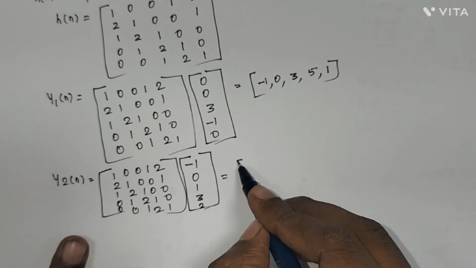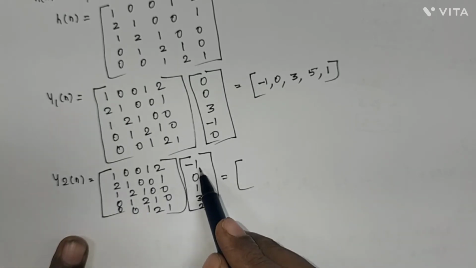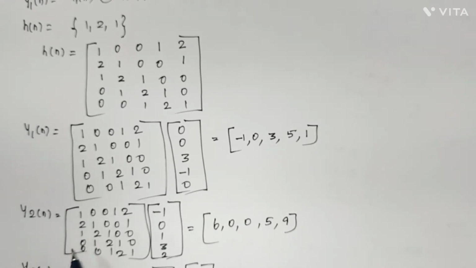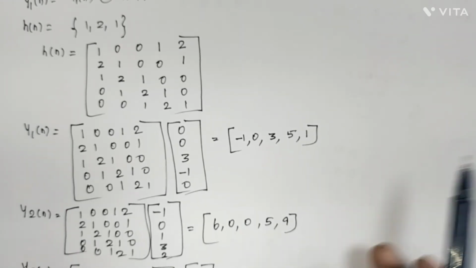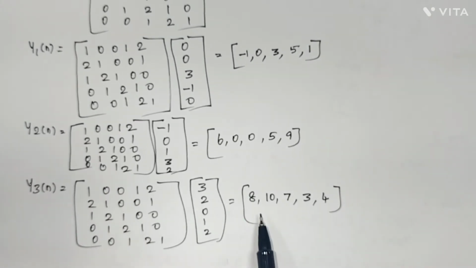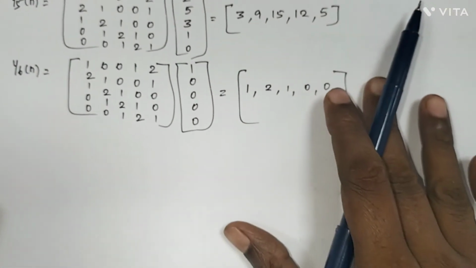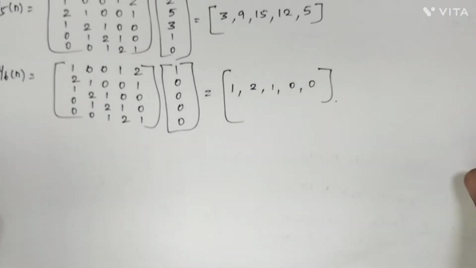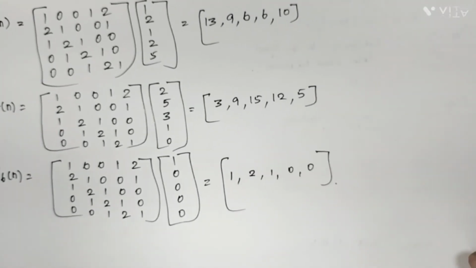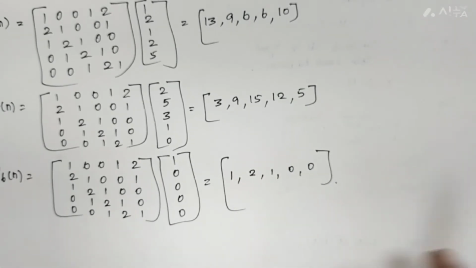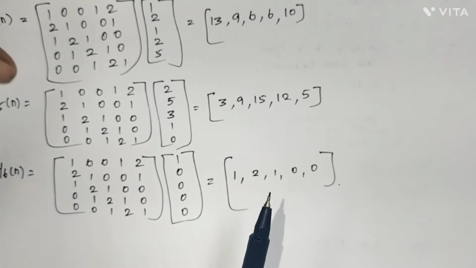1 into minus 1. So you have to compute for each sub-block, that is a circular convolution between each sub-block and the impulse response of the system. Y2 of n is equal to 6, 0, 0, 5, 9 and Y3 of n is equal to 8, 10, 7, 3, 4. So similarly you have to do it for all the sub-blocks. That is Y4 of n is equal to 13, 9, 6, 6, 10, and then y5 of n is 3, 9, 15, 12, 5 and y6 of n is equal to 1, 2, 1, 0, 0, 5. So we have computed the circular convolution for each sub-block.